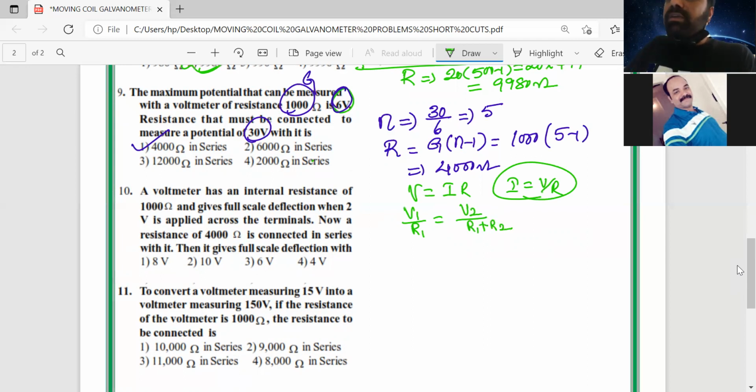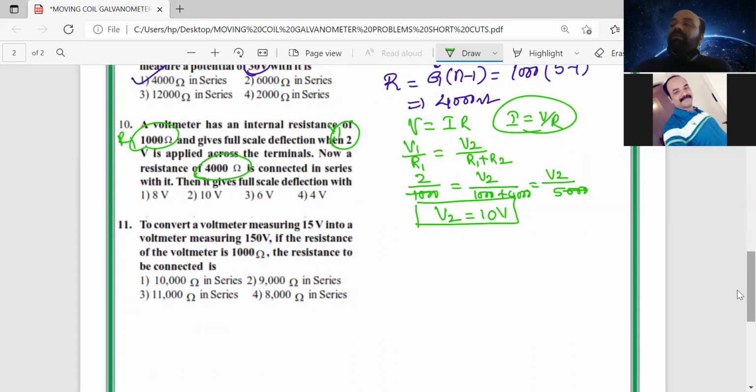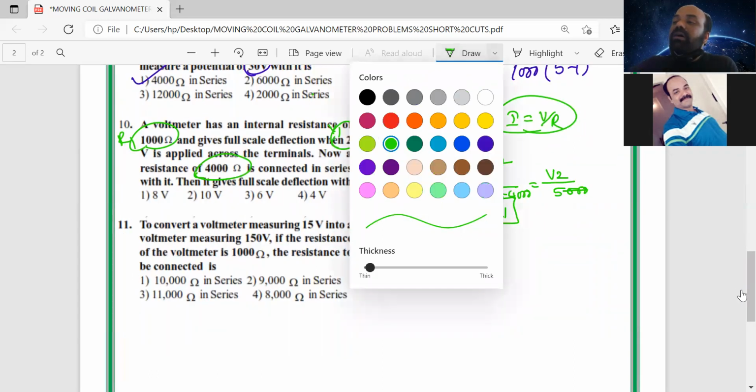V1 is 2 volts and R1 is 1000. This is equal to V2, which we don't know, over R1 plus R2, that is 1000 plus 4000, so V2 by 5000. If you do the cross multiplication, you get V2 is equal to 10 volts. That's all. It is very easy. No need to apply more formulas. I am applying only the Ohm's law formula to get the final answer.